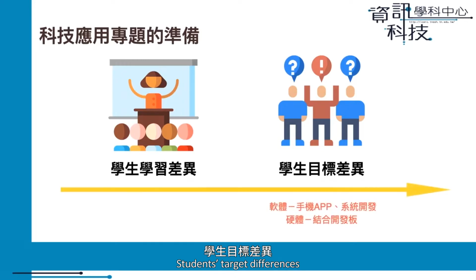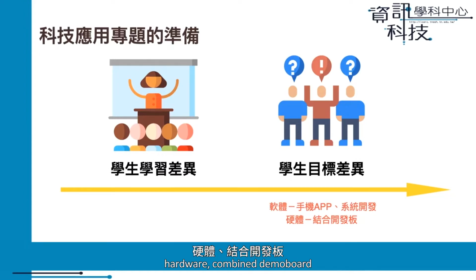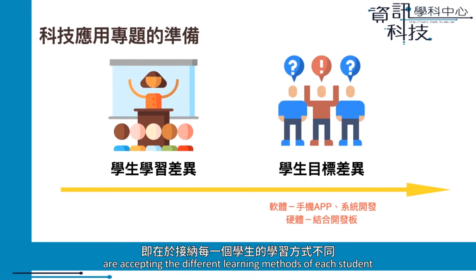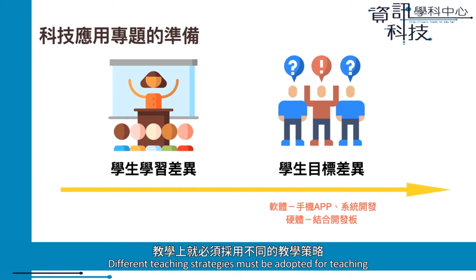Students' target differences, such as software, mobile phone app, system development, hardware, combined demo board. The fundamental spirits and meanings of differentiated instruction are accepting the different learning methods of each student. Their different prerequisite knowledge, their different learning interests, their different learning needs, due to the differences based on different factors. Different teaching strategies must be adopted for teaching.